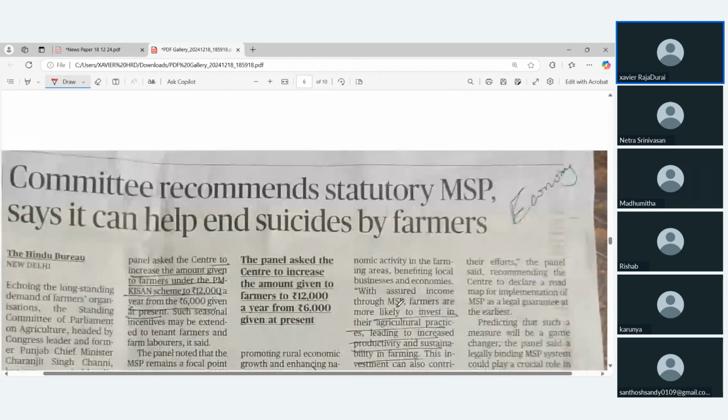And the committee recommended statutory MSP, MSP being minimum support price. Okay, this talks about the MSP, and it should be fixed and it should be legally binding, and then farmer suicides will be eliminated or reduced, and it will increase the farmers' income also. And the government also has to increase the monetary support from 6,000 per year to 12,000 per year. These are some of the suggestions this article gives.